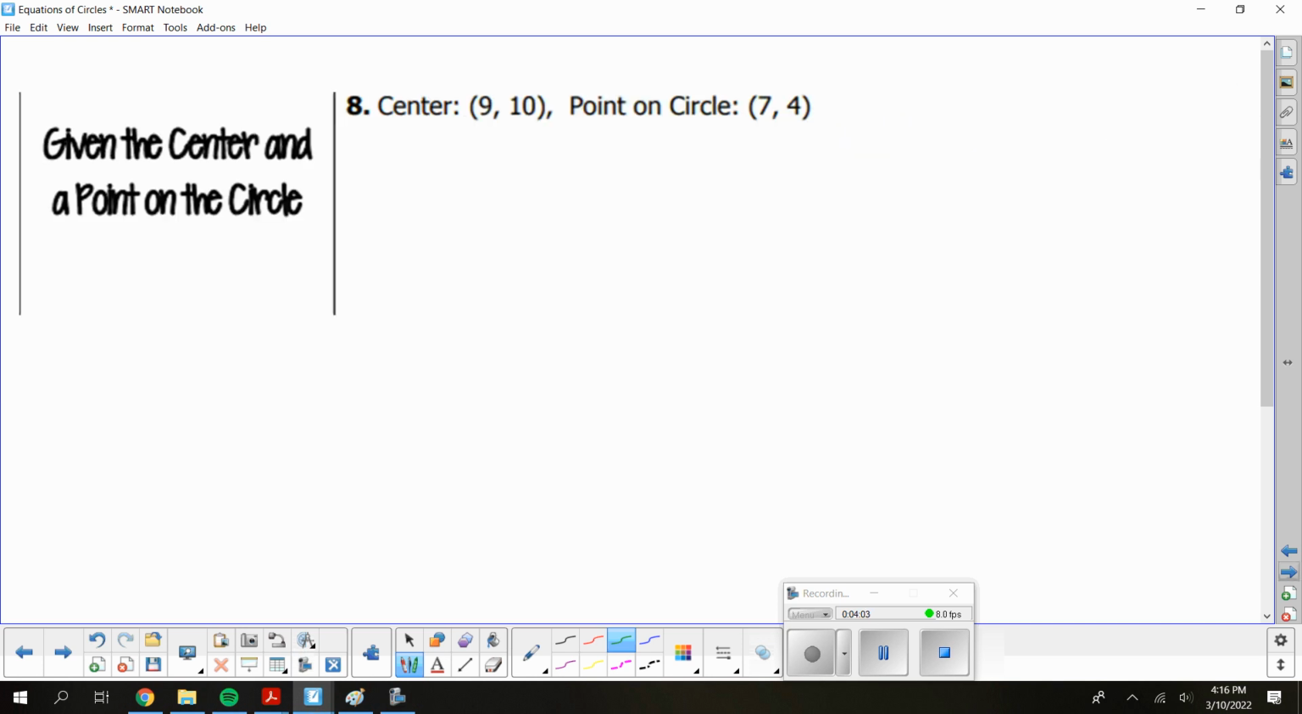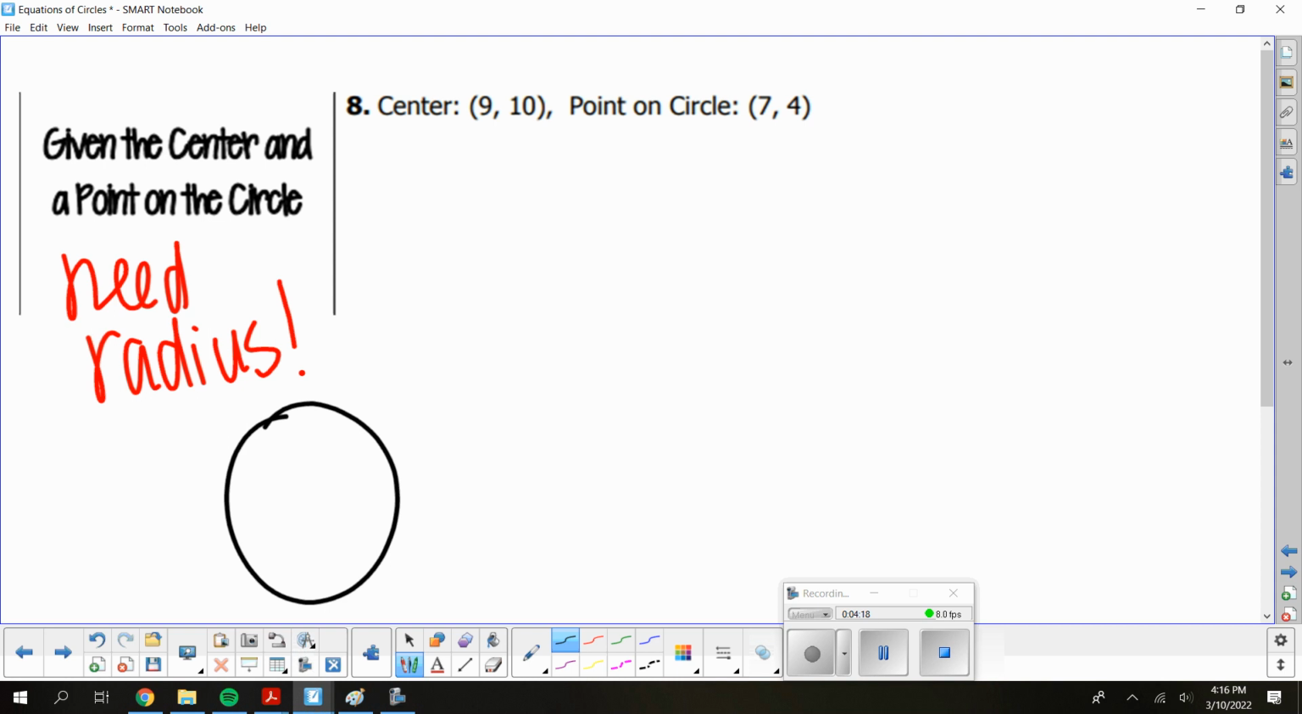Let's look at one where we are given the center point and a point on the circle. So again, the two things we need are a center and a radius, so we have to find our radius. If we have a circle and we have the center point and a random point on the circle, again, your radius is center to edge. So that is your radius. In order to find the length of that radius, we want to run our distance formula.